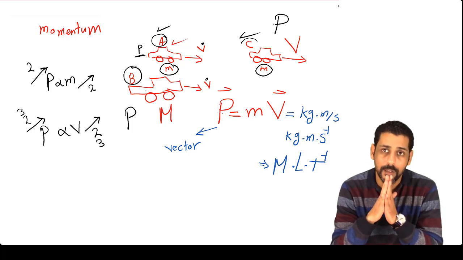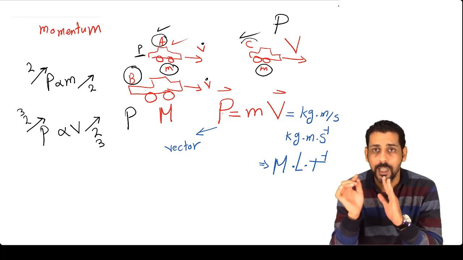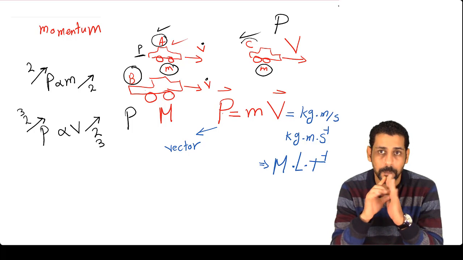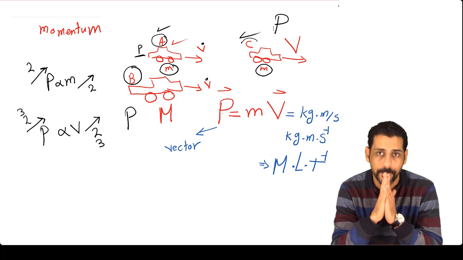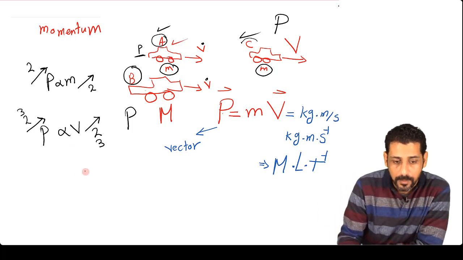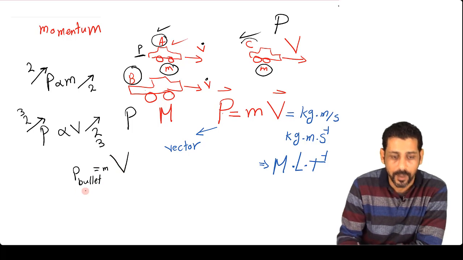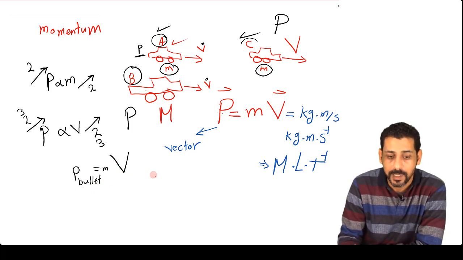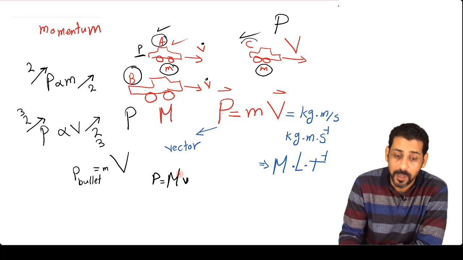The same thing applies to a bullet. If a bullet is fired from a gun, the bullet has a very small mass, but at the same time it has a huge velocity. So this B, for bullet, has a small mass but a huge velocity. So it has a big momentum. In the elephant, it has a huge mass but a small velocity, so it also has a huge momentum.